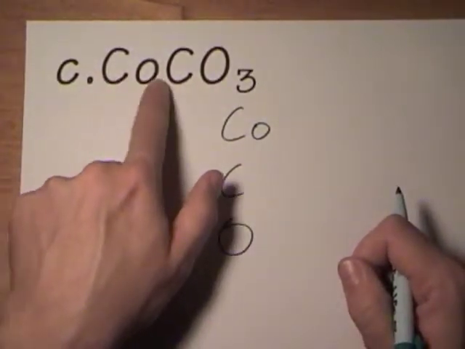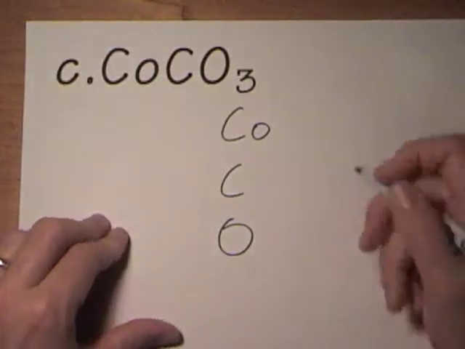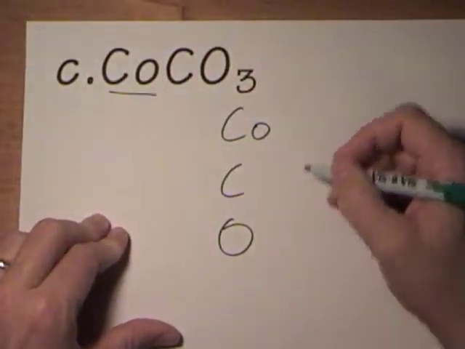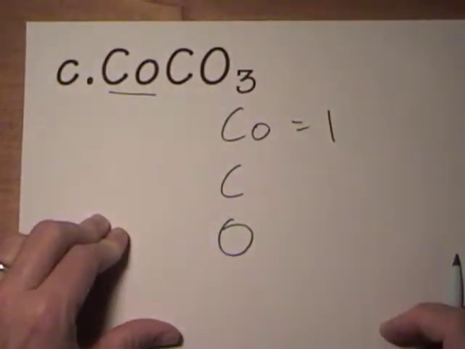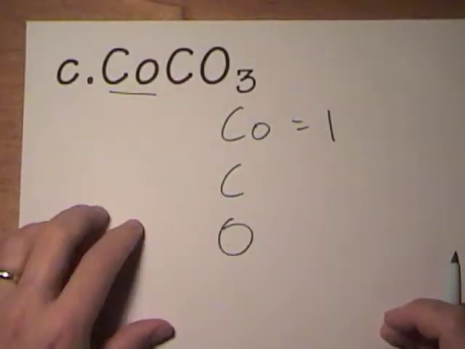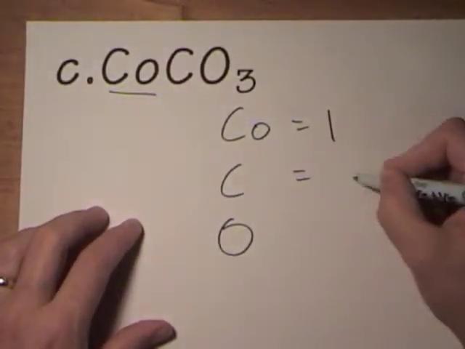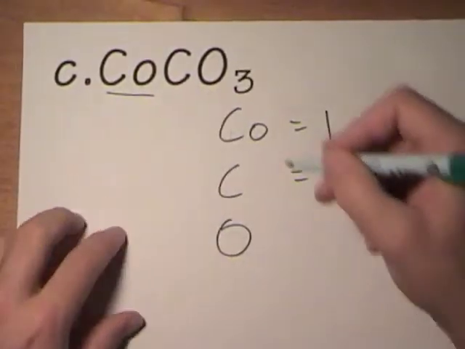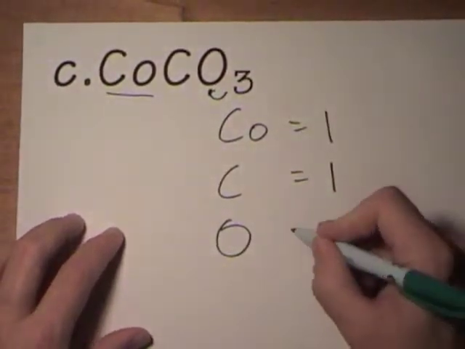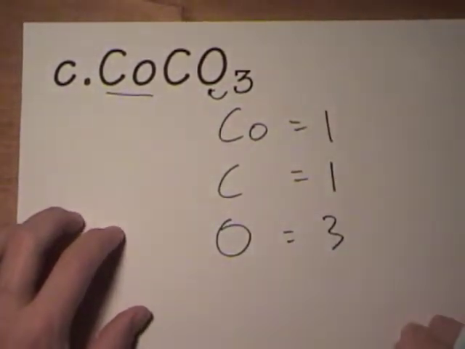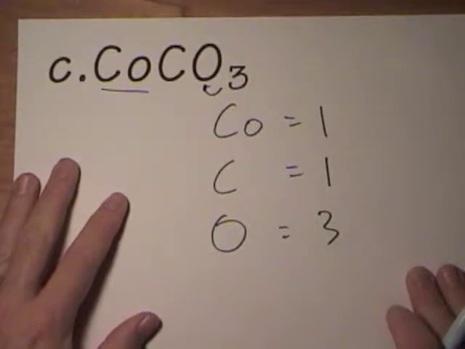The cobalt doesn't have any subscript hanging on it, so that means there's just one. The carbon doesn't have any subscript hanging on it, so there's just one of those. And the oxygen has a subscript of 3 hanging on it, so there are 3 of those. Subscripts are the easiest part of decoding chemical formulas.